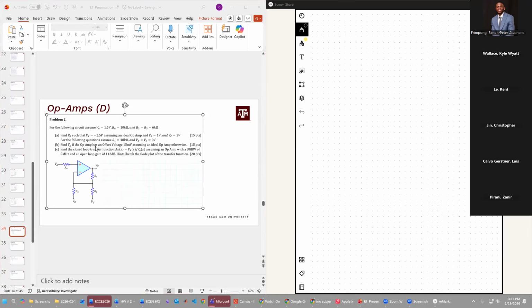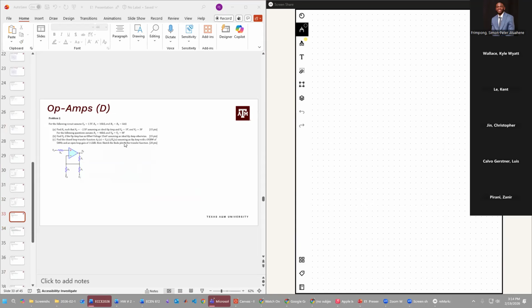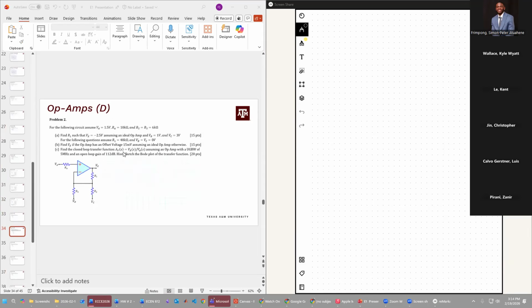Let's start off. Let's read the problem. For the following circuit, we're assuming VA, which is our input voltage, is 1.5 volts. We have an RA of 10 kilo ohms, R2 and R3 are the same values. It doesn't say what R1 is, so I assume we're gonna find R1.